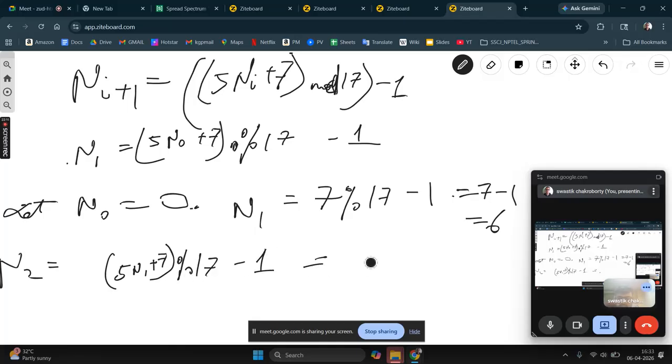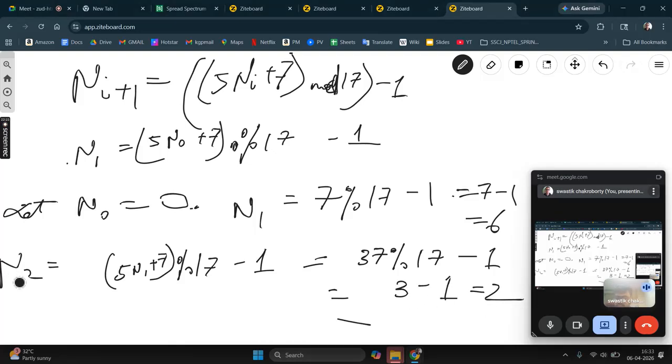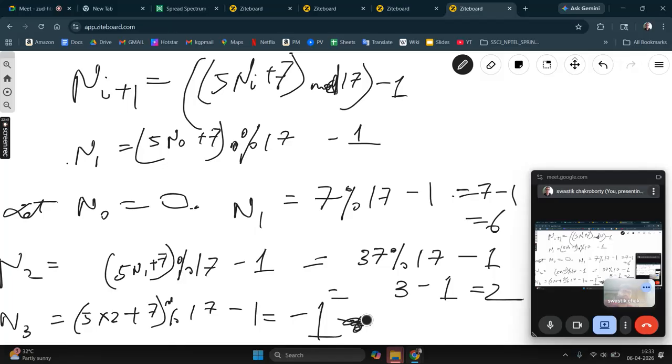So 7 sixes are 42, plus 5, 47 modulo 17 minus 1. Now 17 in 2s are 34, so 3 remainder. 3 minus 1, so the next number is 2. Now N3, this will be the last one I will be doing. So N3 will be 5 plus 7 into 2, 14, so 19 modulo 17 minus 1. So 19 modulo 17 is 2. 2 minus 1 is 1. So the sequence goes like, if you start with 0: 0, 6, 2, 1.